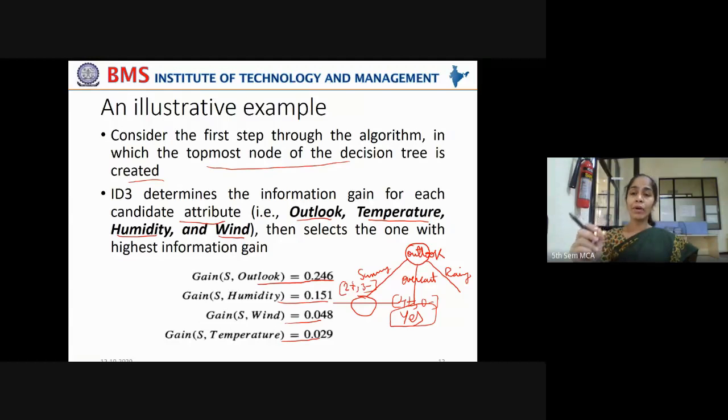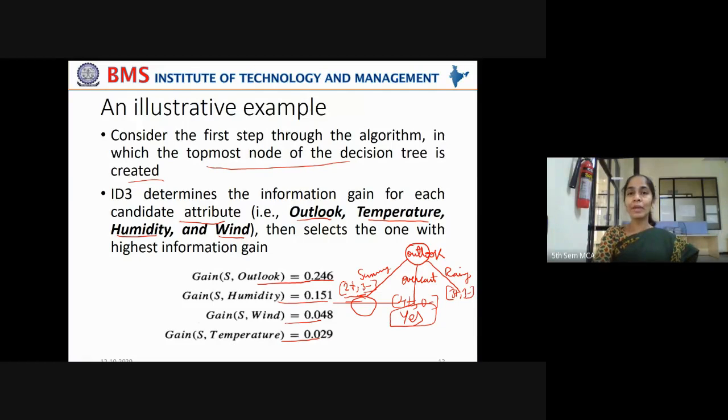There is very pure classification being done by taking this outlook value overcast, right? But with sunny, still no pure classification is done. You have 2 positive and 3 negative examples. With rainy, you may have 3 positive and 3 negative examples. Is that classification pure? No. If the classification is not pure, it indicates that your tree has to be extended.